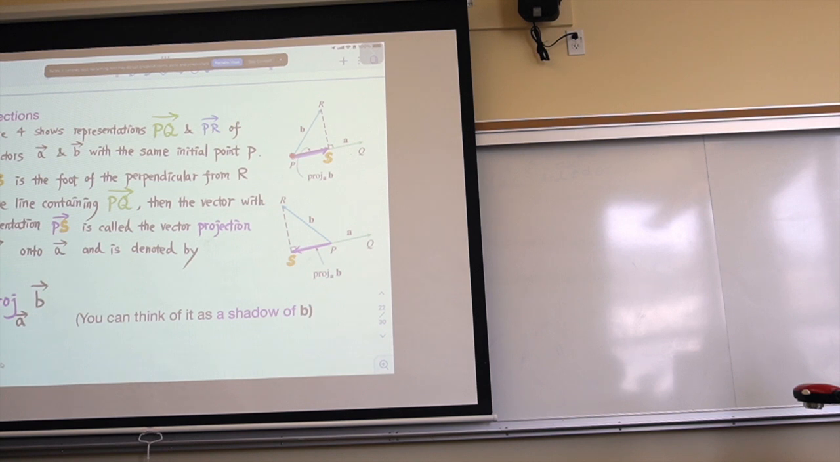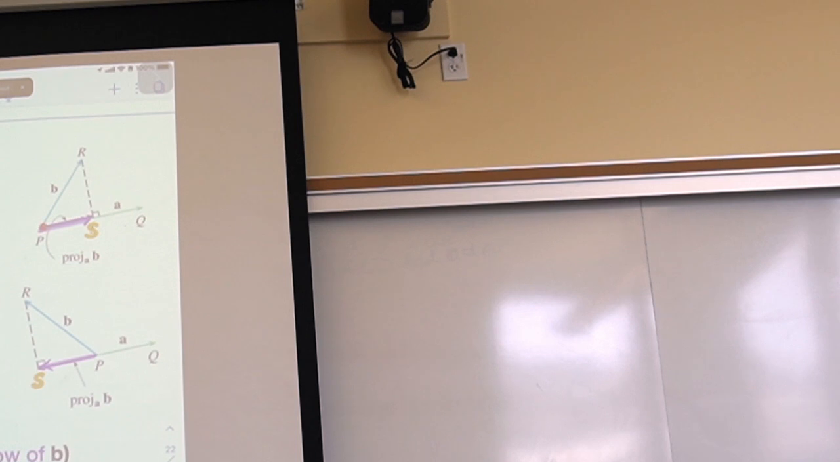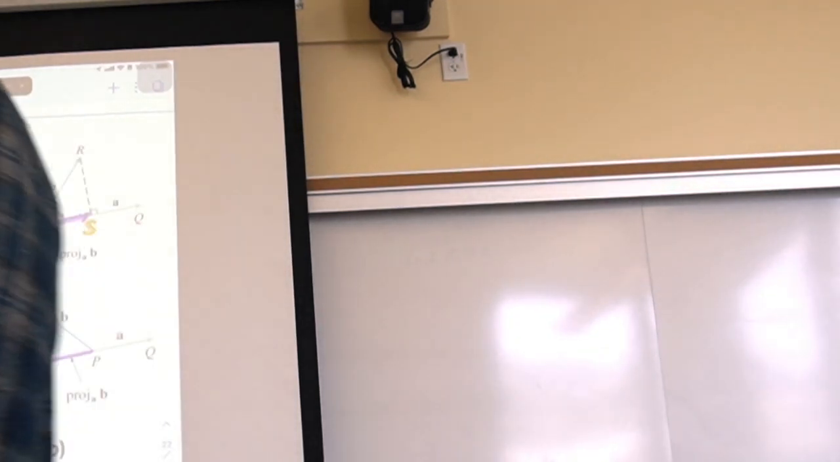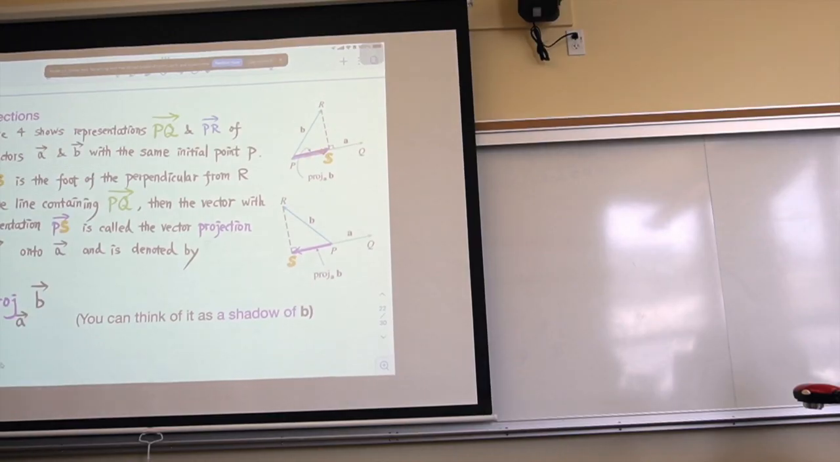The vector will start from here and point at here. Now, an easy way to think about this is as a shadow. Think about this vector here casting a shadow on this vector in the direction of this vector, and that's the shadow of this vector in this direction. So the vector projection of B onto A has this notation, and you can think about that vector here as the shadow of this vector onto this in this direction.